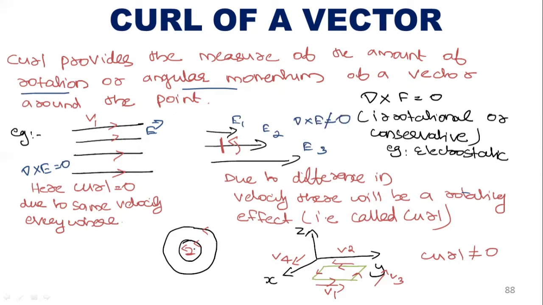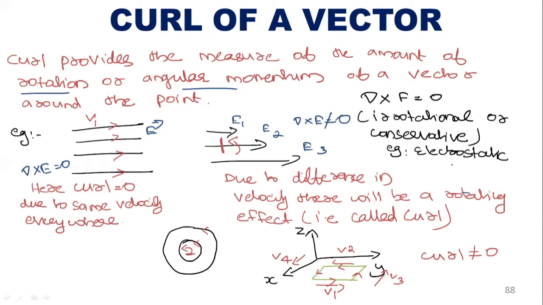Similarly, in the case of rotational motion, curl is there. The curl is rotating, right? If we consider it with respect to the x, y, and z axes, then we have v1 here, v2 here, v3 here. Here the overall curl is not 0 because we have rotational motion. So curl provides the measure of the amount of rotation or angular momentum.